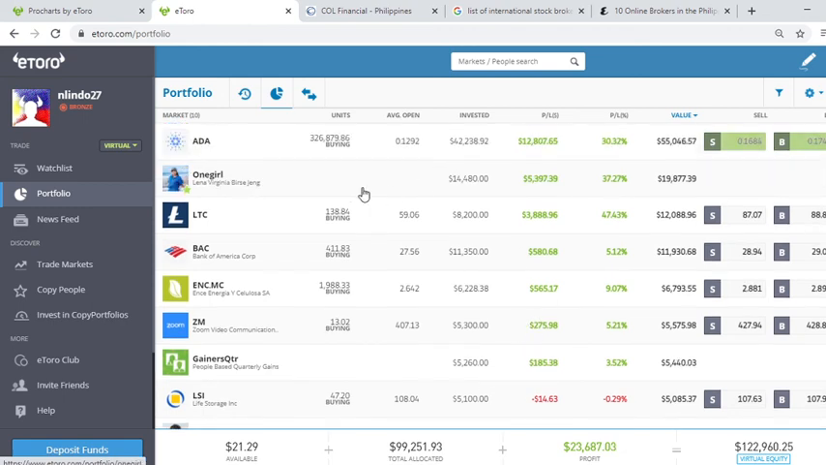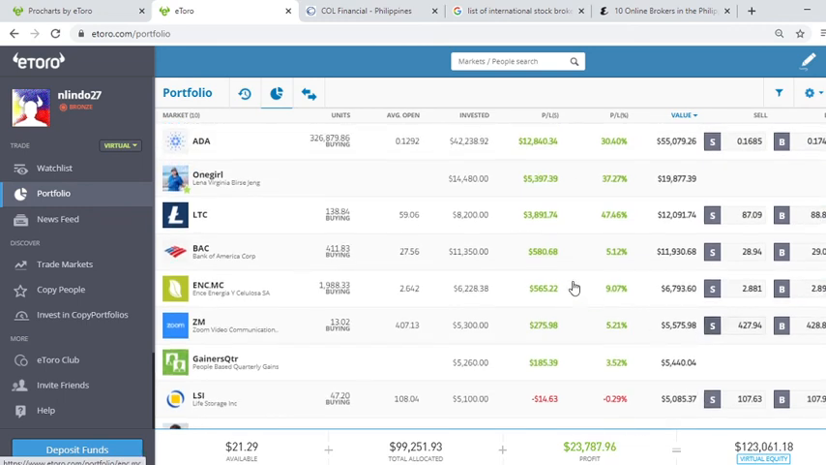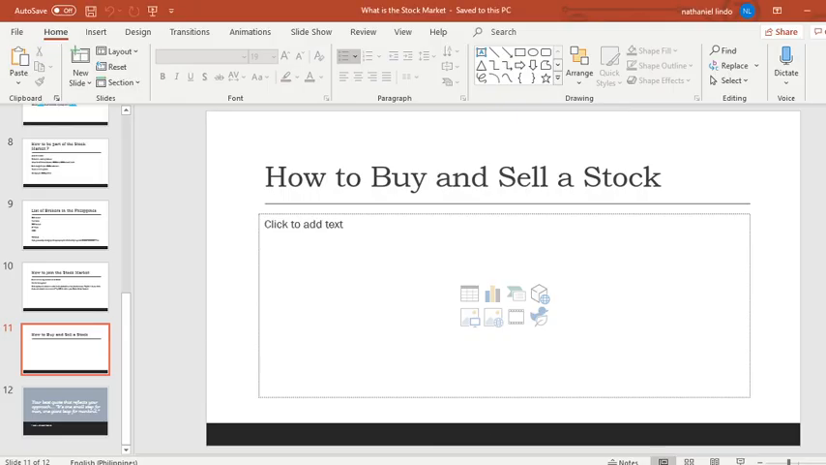Okay, so it's getting greener and greener here. So this is just a virtual port, but as you can see, it's very good. Let's see, trading with a profit of 23,753. Wow. Okay. Next.